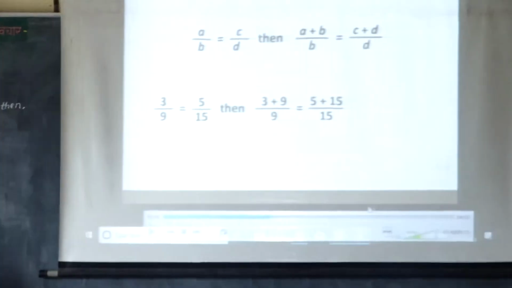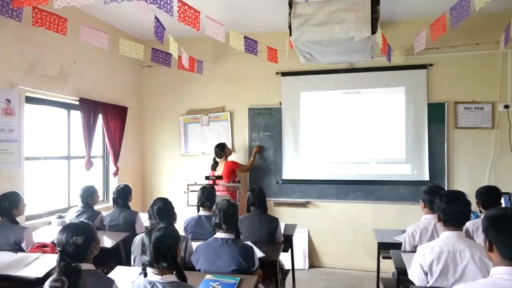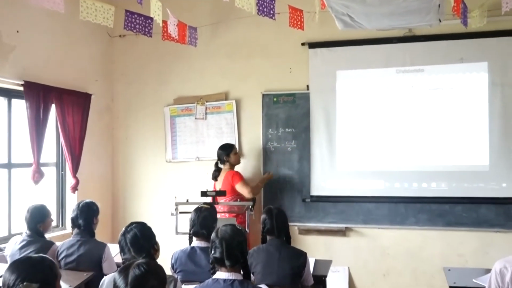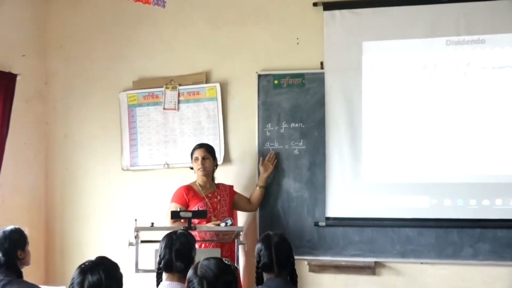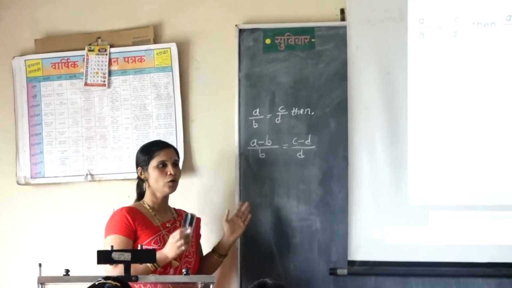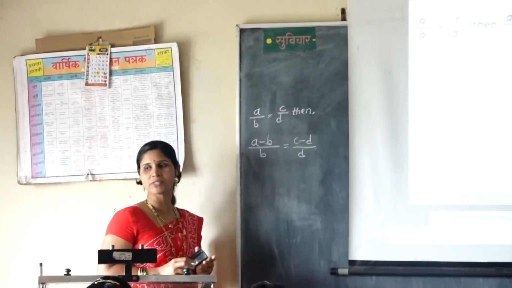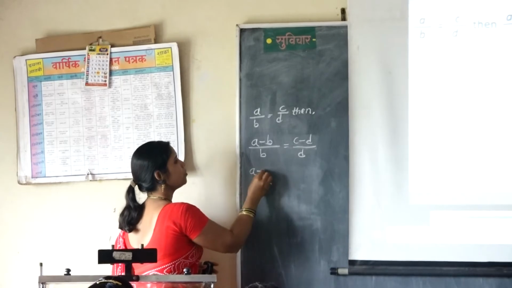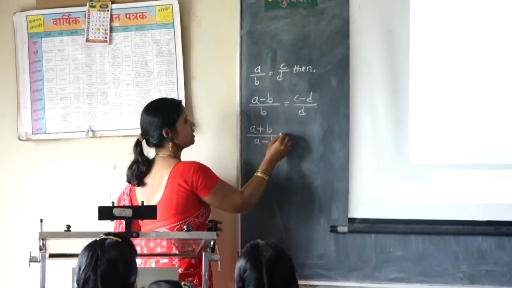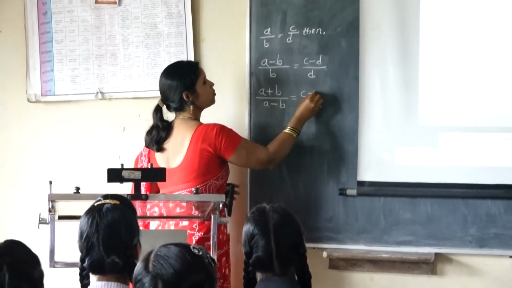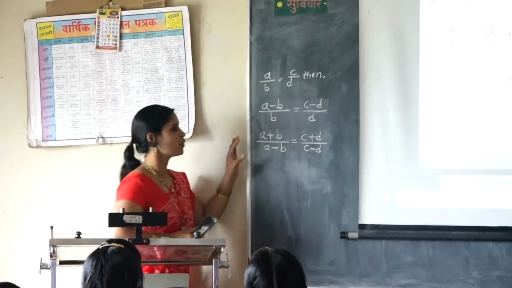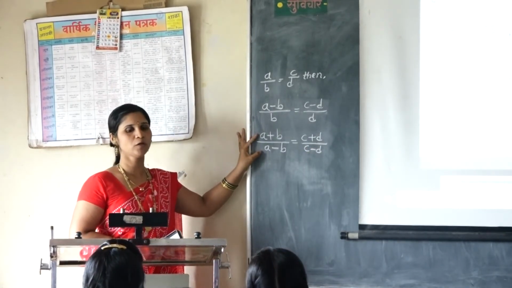What can we do? A minus B upon B is equal to C minus D upon D. And when we apply these two properties, componendo and dividendo, together, then we have to add and we have to subtract. That means A plus B upon A minus B is equal to C plus D upon C minus D. This property is called componendo dividendo.